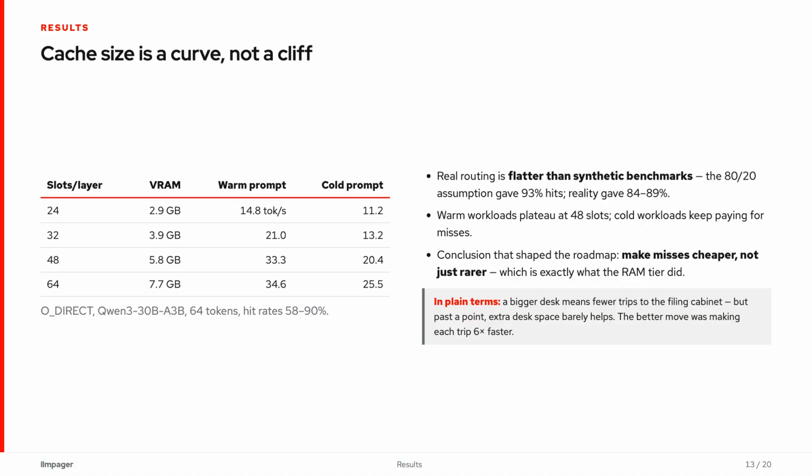How much cache do you need? We swept it. A bigger cache means more experts on the desk and fewer trips to the filing cabinet, but the curve flattens. Warm workloads plateau at 48 slots per layer. Cold, varied prompts keep paying for misses no matter what. That observation shaped the roadmap: stop trying to make misses rarer and make them cheaper instead, which is exactly what came next.